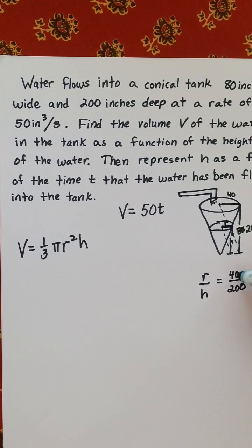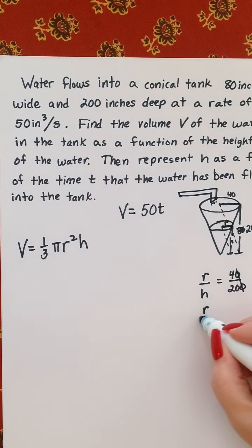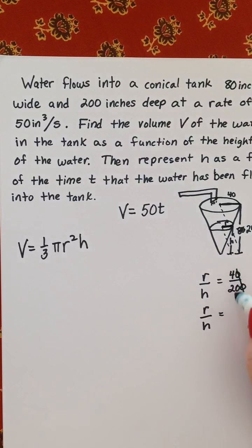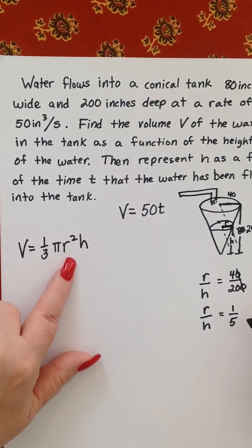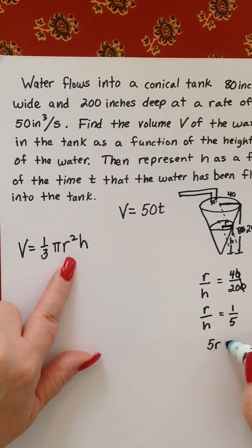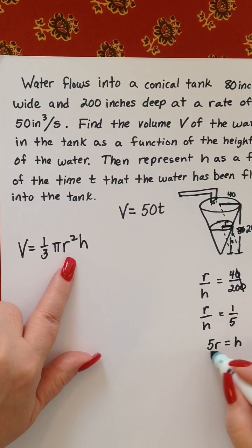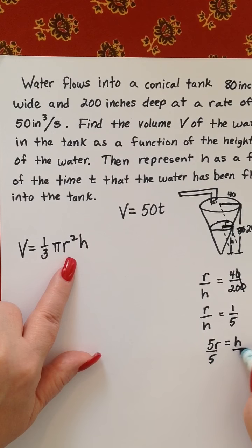Well, you could simplify this first. You could cancel the zeros, and 4 goes into 20. 4 over 20 reduces to be what, 1/5? Because 4 goes into 20 5 times. And then I'm trying to solve for r. So first of all, I'm going to cross multiply, so I could say 5r is equal to h times 1, which is h. And I'm trying to solve for r, so I'll divide both sides by 5. So I get r is equal to h over 5.